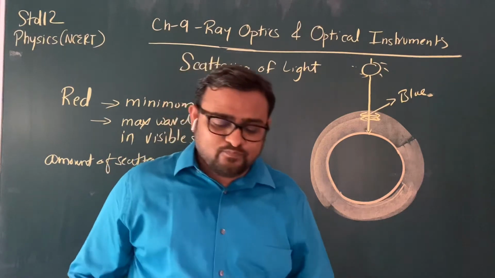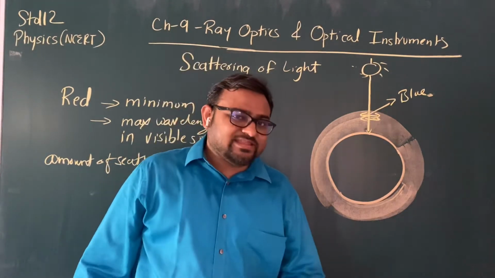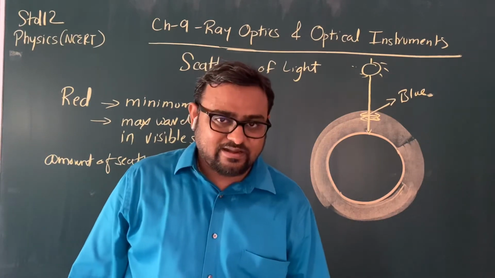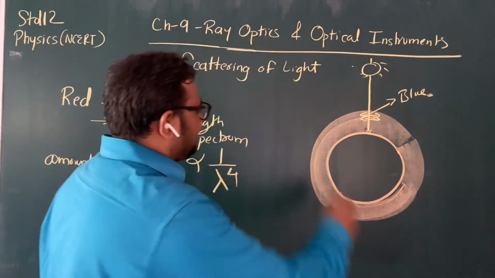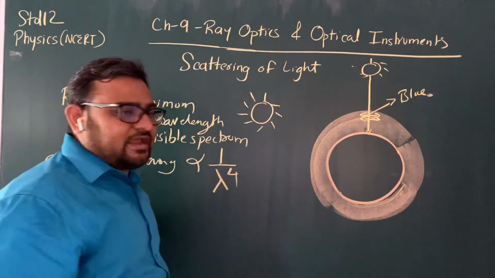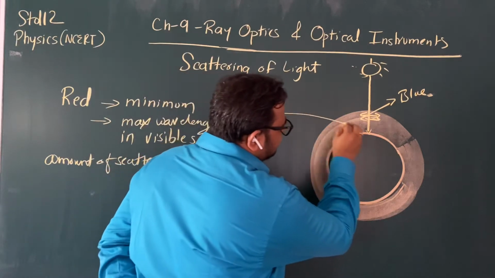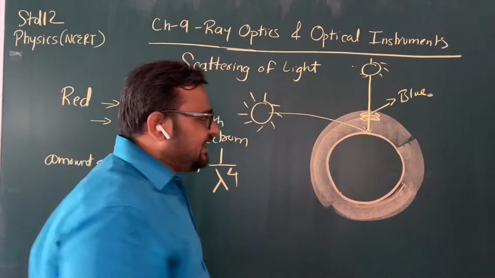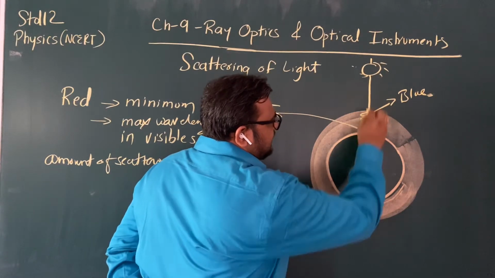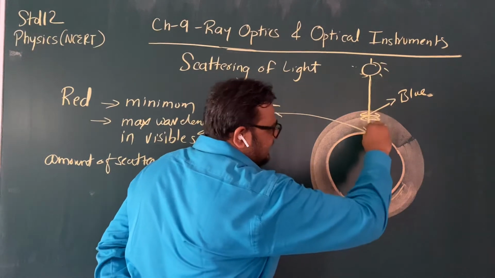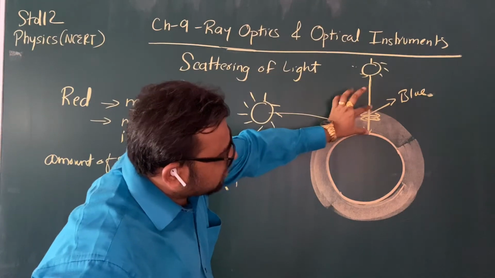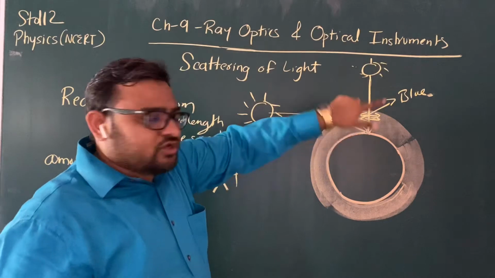Clear? Now, in the evening or early morning, the sun appears red, right? Why is it like that? See, in the evening time, the sun will be at the horizon, right? So when the sunlight enters here, it has to travel maximum distance in the atmosphere compared to midday. See here, the distance traveled by this light is shorter and here it is higher.